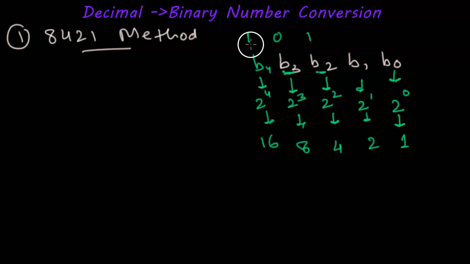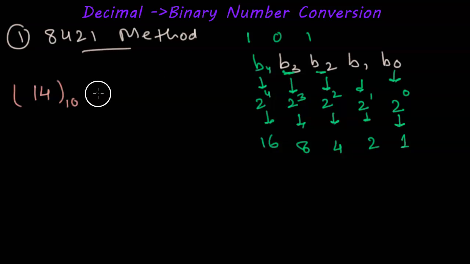So 1 multiplied by 2 raised to 4 will give us 16. 0 multiplied by 8 will be 0. 1 multiplied by 4 is going to be 4. Let's try and convert one decimal number into binary form. Let's take 14. Let's try and convert 14 decimal to binary.